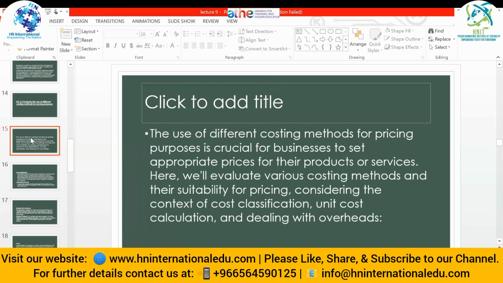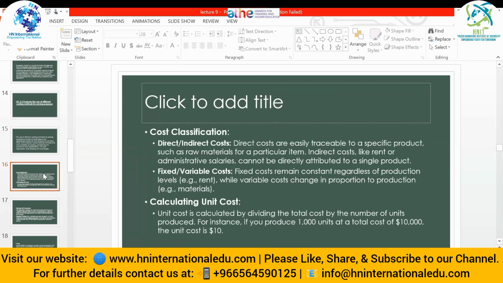Okay. Now starting with this topic, the use of different costing methods for pricing purposes. Different costing methods for pricing purposes are crucial for the business to set appropriate prices for their products or services. We will evaluate these one by one. The first method is, again, the direct and indirect cost, which is a very famous and easy one. Direct costs are easily traceable to specific products, such as raw materials for a particular item. Indirect costs, like rent or administrative salaries, cannot be directly attributed to a single product. In general, direct costs are the ones which I can receive from you people right now, and indirect ones are those we get in the markets.